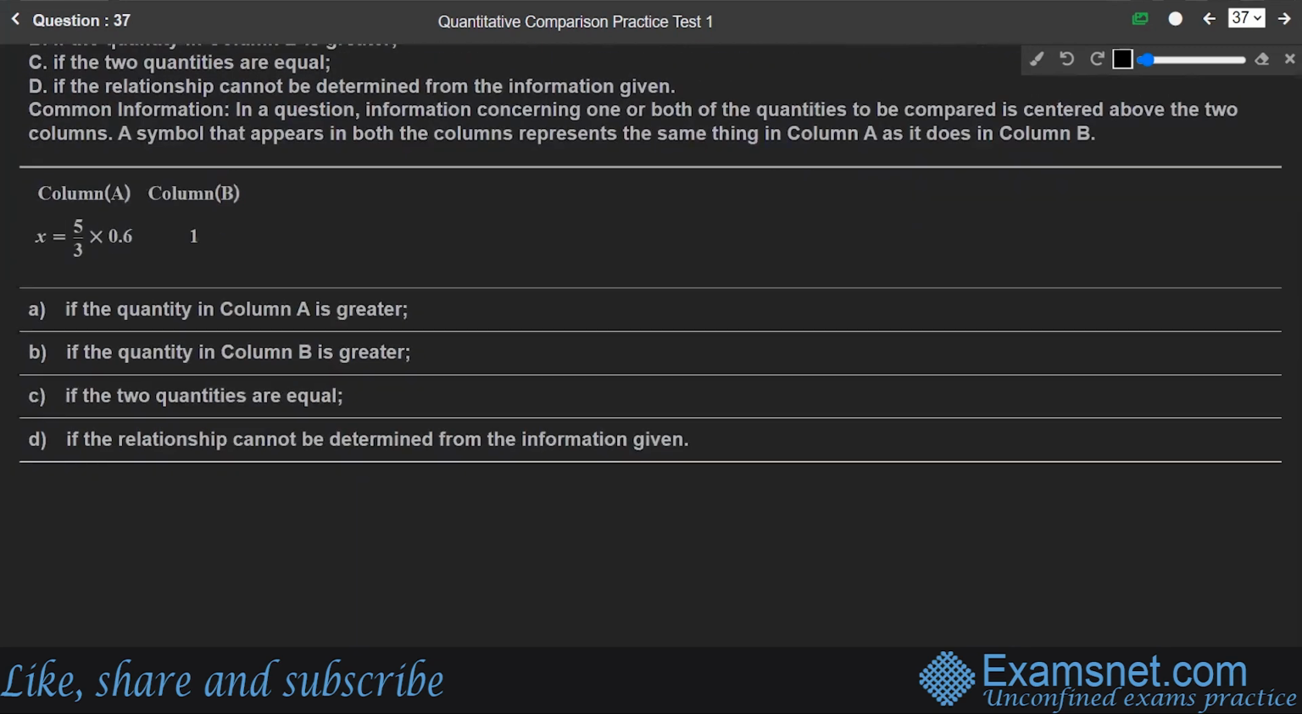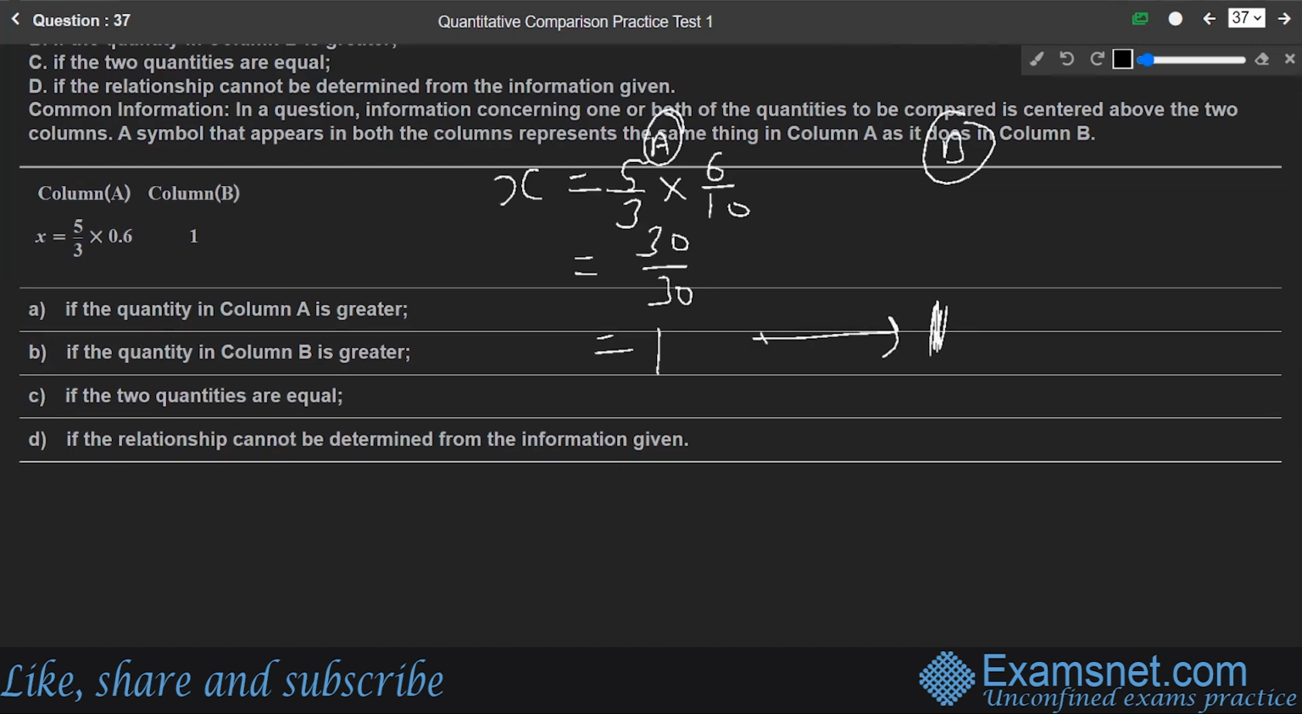Now let us see the next question. Column A, column B. Column A has a value of x is equal to 5 by 3 into 0.6. So let us find out 5 by 3 into 0.6. 0.6 can be written as 6 by 10. So if we solve this, this is nothing but 30 divided by 30, that is equal to 1. So that is the column A content. What is there in column B? Column B is itself giving the value as 1. So 1 and 1 are actually equal. So the quantities of both the columns are actually equal. So option C is the right answer.